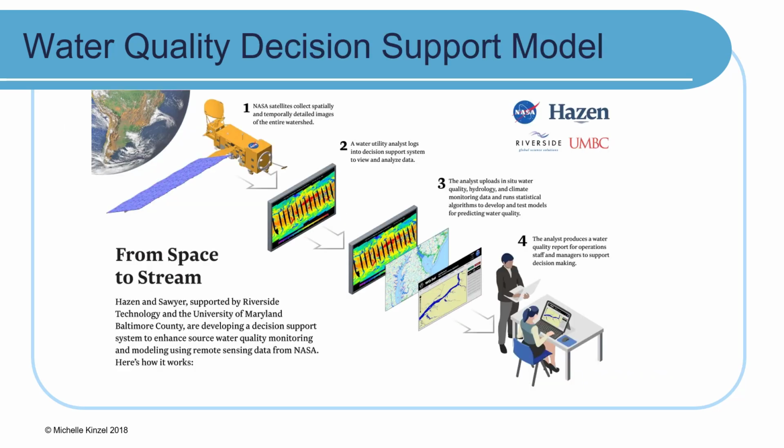Here is a decision support model, and so the NASA satellites are collecting the data. A water utility analyst will log into a decision support system to view and then analyze that data by combining that data with in situ water quality, hydrology, and climate modeling data. You can run statistical algorithms to develop and test models, and then finally the analyst produces a water quality report for operations staff and managers to support decision making.